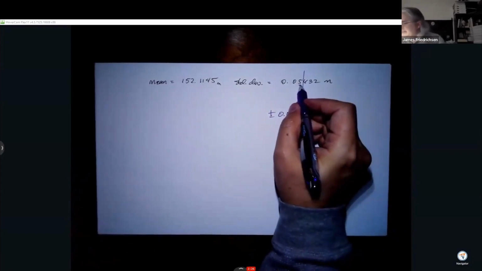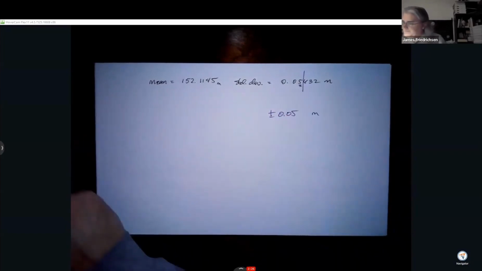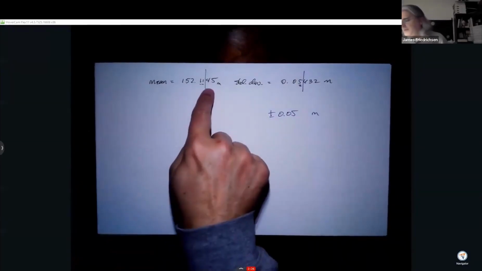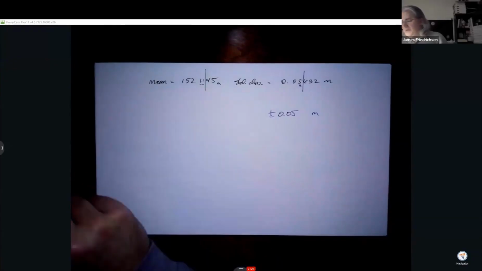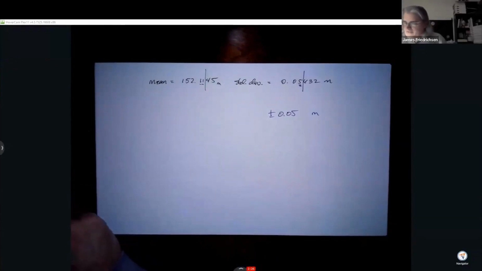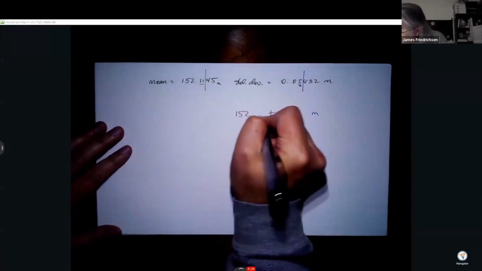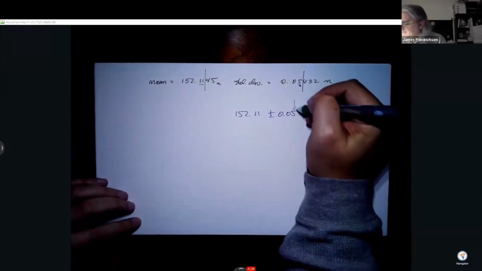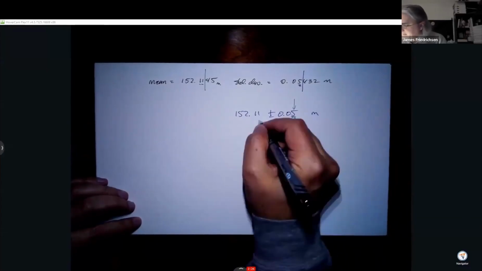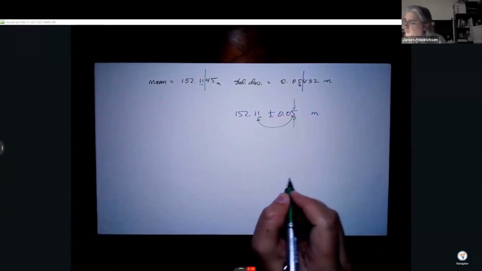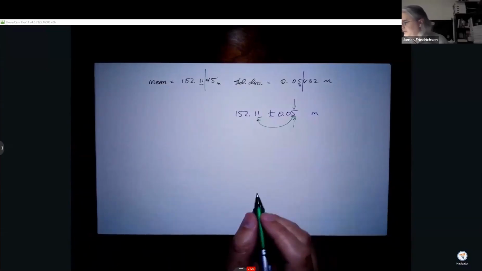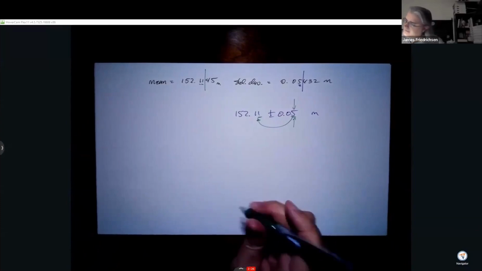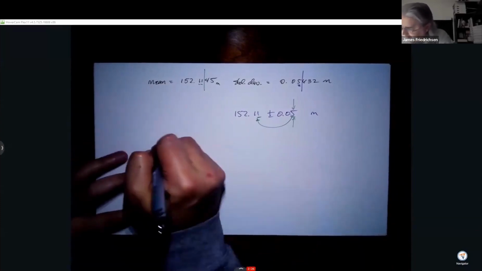And then since this is in the second decimal place, we go to 2 decimal places here and round. Again, the 4 is our check digit, and so the ones will stay. So this will be 152.11 plus or minus 0.05. So there is one significant digit in the uncertainty. It matches with the last digit reported in the value. And so those are the 2 rules.